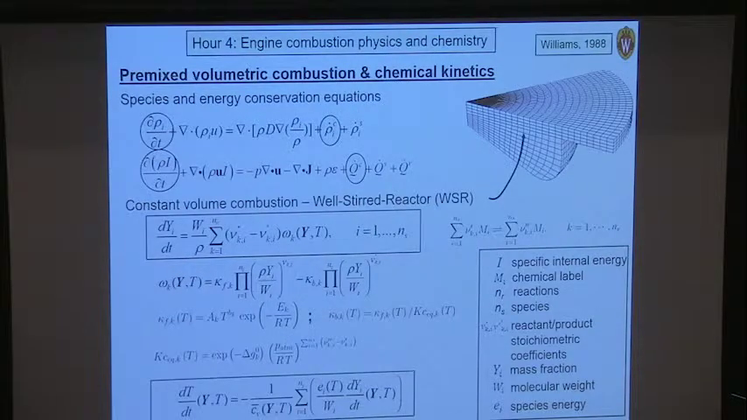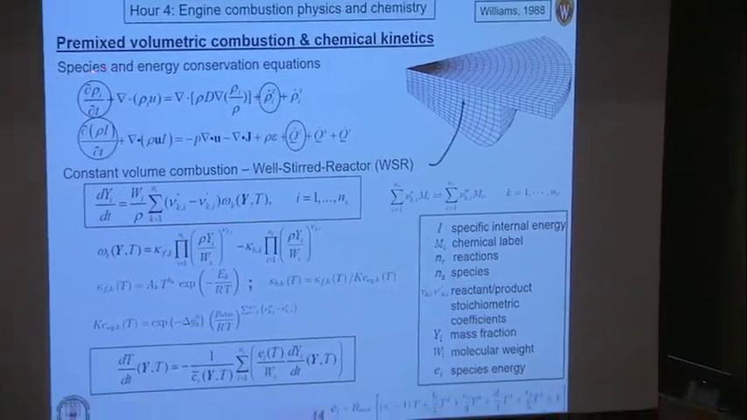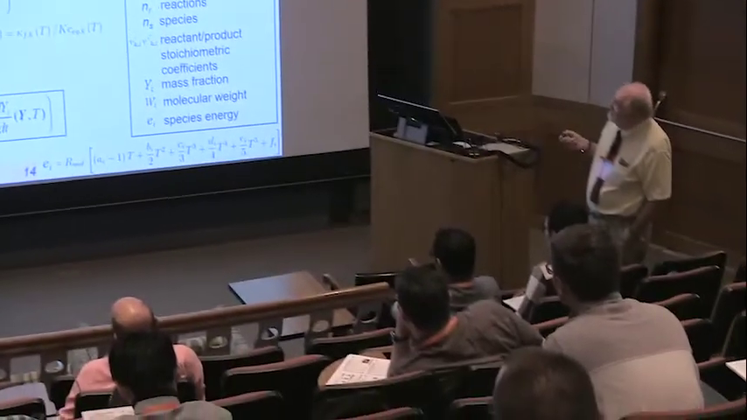OK, so how do you model all of this? So I'm going to start off by looking at premixed combustion and just a quick review of chemical kinetics. There are other lecture series here that go into the chemical kinetics in much more detail than I'm going to do. But basically, the equations of interest are the species and energy conservation equations.